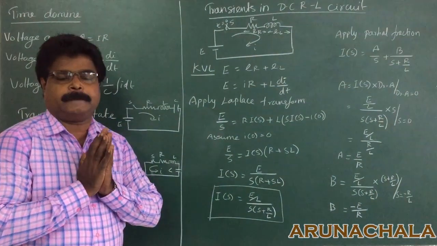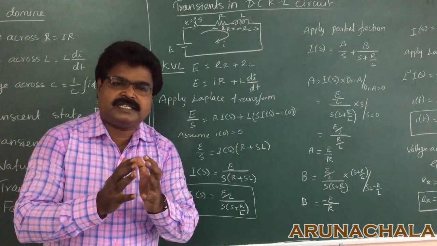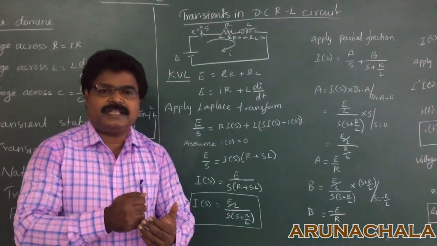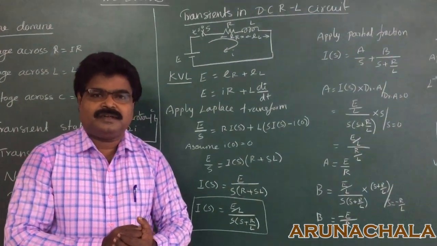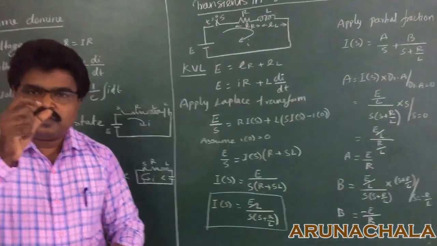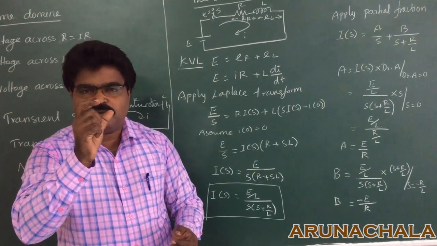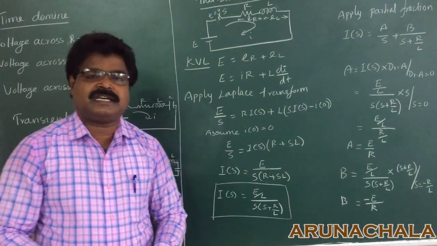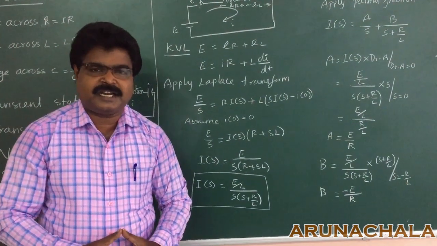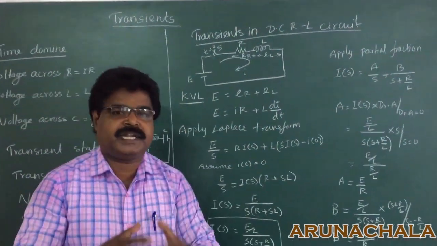The procedure is the same. So what is our aim here? You have to find the transient current. When you switch on the switch, the steady current will not flow immediately. It will take a small time to reach the steady state. So before the steady state, after switching on the switch, the current flowing in the circuit is called transient current. The current in the transient state is called transient current. Our aim is to find the transient current, that's I of t.